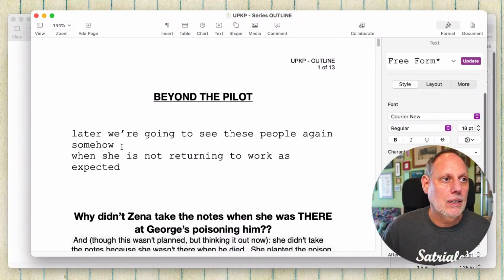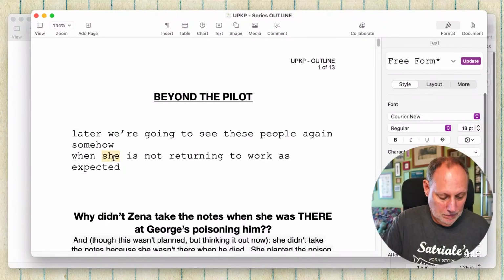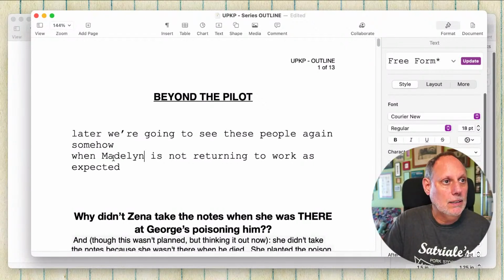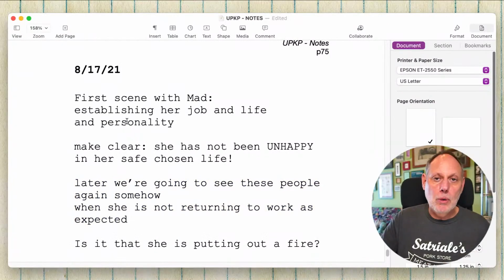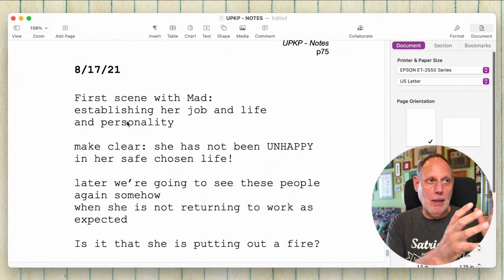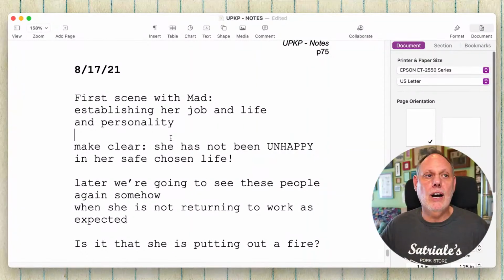See, Madeline, work, office. Okay, so that's just a thought. That's what we do. We make notes. This is how I work. I write, I talk to myself on the page.